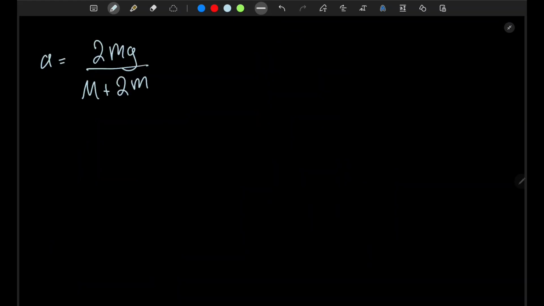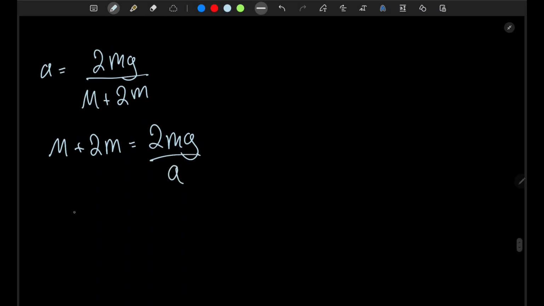Okay, so another similar example, and now let's solve for big M. So let's try to do this in as little steps as we can. So this whole bottom part, we are going to diagonally push it up across the equal sign, and we can switch it with this a. So we can just swap these directly. So then we're going to have m plus 2m is equal to 2mg over a. And then we just take this 2m and move it over.